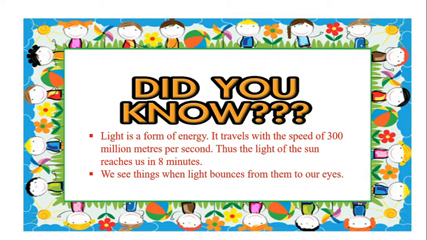Did you know? Light travels with the speed of 300 million meters per second. Thus, the light of the sun reaches us in 8 minutes. We can see things when light hits them. It bounces off, and some of the light reaches our eyes. That's why we are able to see things.